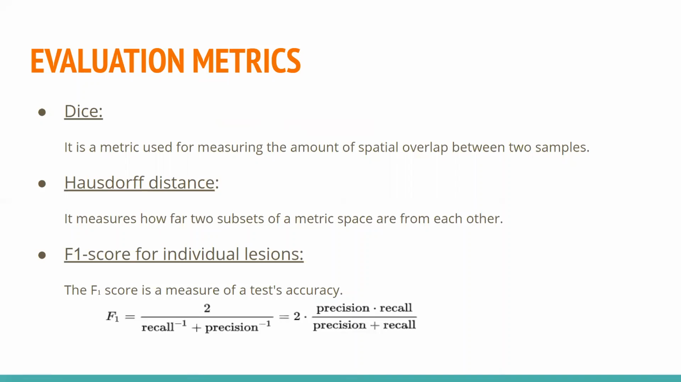The F1 score is a commonly used metric in segmentation technique. So here the F1 score is calculated on individual lesions that are damaged tissues. The F1 score is a measure of test's accuracy, and it is given as 2 times precision multiplied by recall upon precision plus recall.